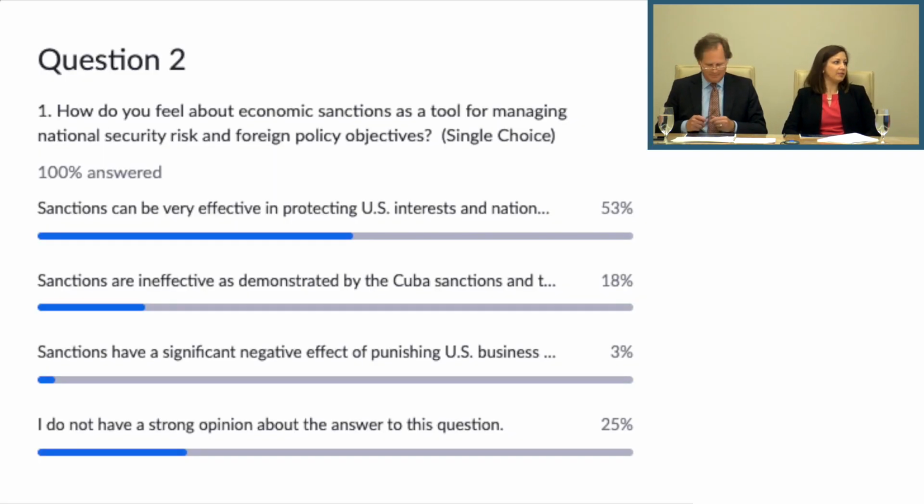Yeah, so it looks like about half are saying right now that they can be very effective at protecting U.S. interests. About a quarter are saying no real opinion, and the rest primarily ineffective. That's interesting, and creeping up a little bit for being very effective. This one's interesting too, because we have a very, very small percentage of the people who really focus on sanctions having a significant negative effect of punishing U.S. business activities and interests. And I think there are some U.S. businesses who have been really harmed as a collateral effect of these sanctions, which is unfortunate.